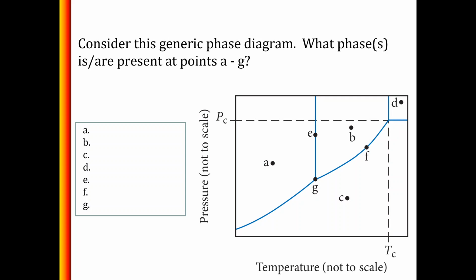Here it wants us to consider the generic phase diagram. What phases is or are present at points A through G? See if you can label this. Absolutely nothing is labeled, no temperatures, no pressures. Pause me and see if you can label this, and we'll go into it together.